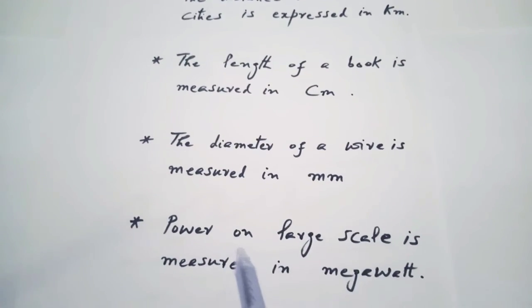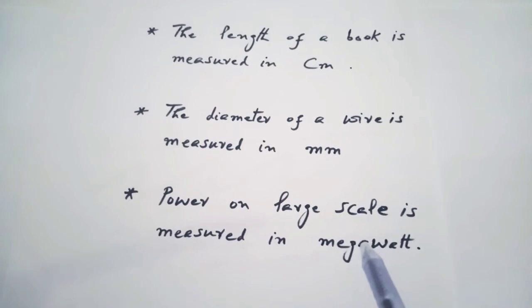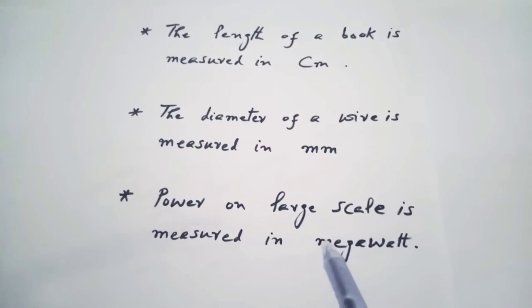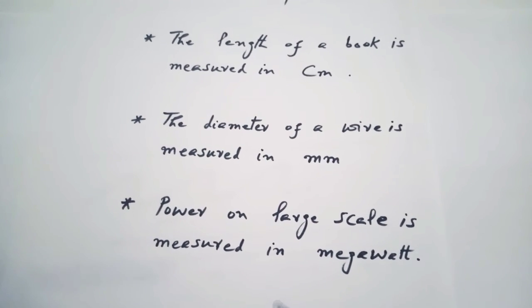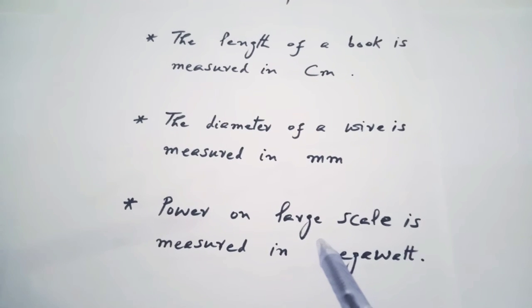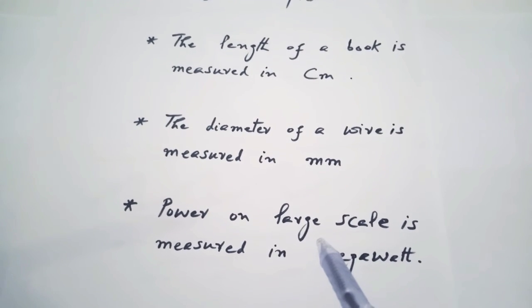So here we use a very small prefix, that is milli. Also, power on a large scale is measured in megawatt. So here mega is used as the prefix. So to express any measurement in a suitable unit, we use prefixes. So prefixes are used to make the measurement in a proper unit.